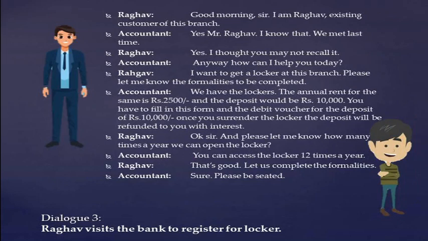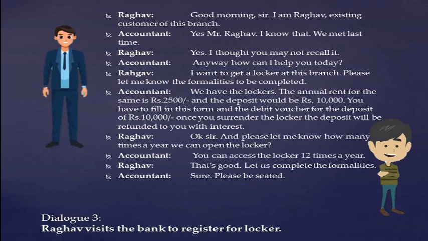The third dialogue is between Raghav and the accountant at a bank. Raghav visits the bank to register for a locker. Raghav says, "Good morning, sir. I'm Raghav, existing customer of this branch." The accountant says, "Yes, Mr. Raghav, I know that. We met last time." "Yes, I thought you may not recall it," Raghav says. "Anyway, how can I help you today, sir?" "I want to get a locker at this branch. Please let me know the formalities to be completed."